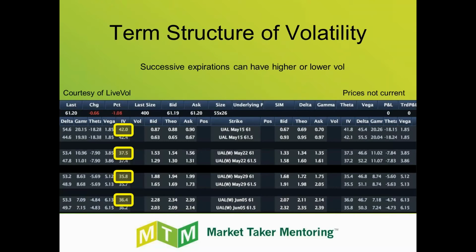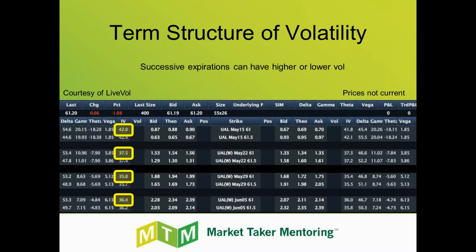And now I'm going to show you the other thing I did down on the trading floor. I'm going to show you how you can use it in your own trading. This is the term structure of volatility, or the time skew. We're looking at just the at-the-monies here. These prices aren't current. This is an old screenshot. It's just for example purposes only.